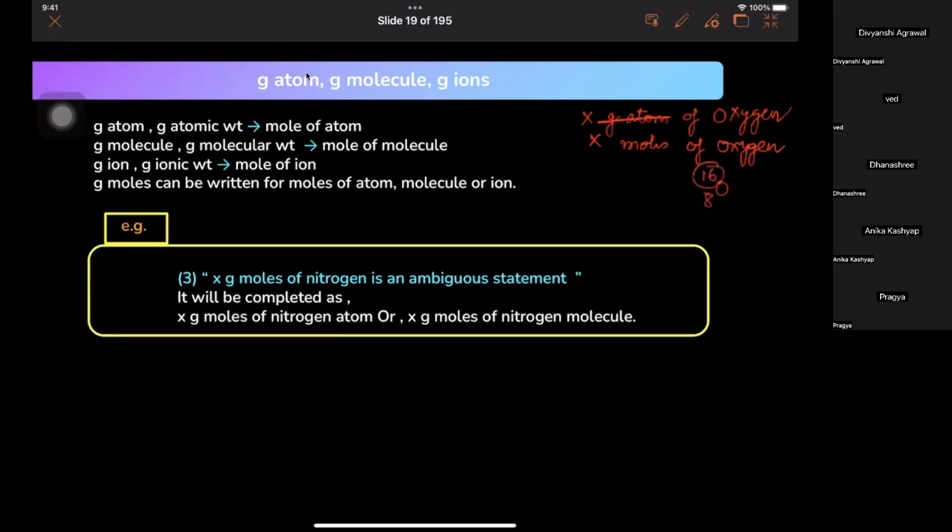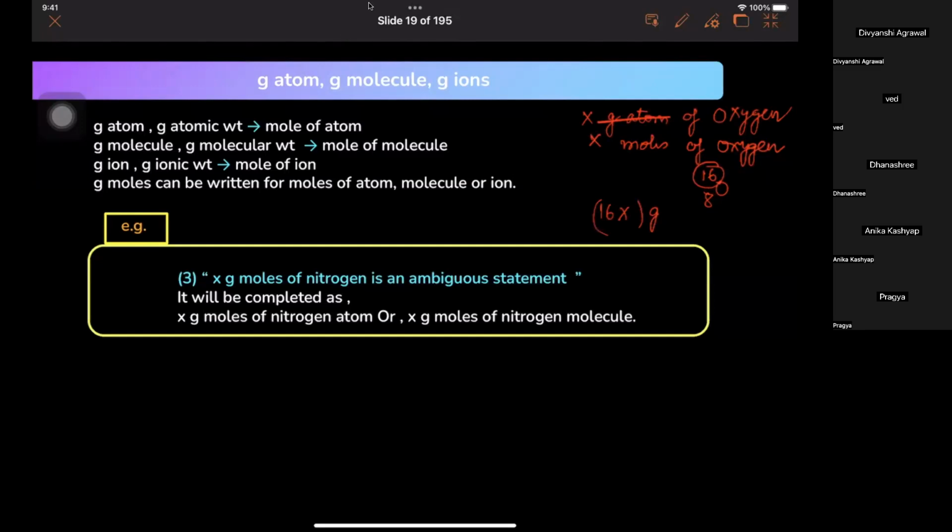So what's my final answer? X moles of oxygen, where 8 or 16 are given. So 1 mole is what? 16 gram. Answer is 16 X grams. Check. That question clear? 16 X grams. Very good.